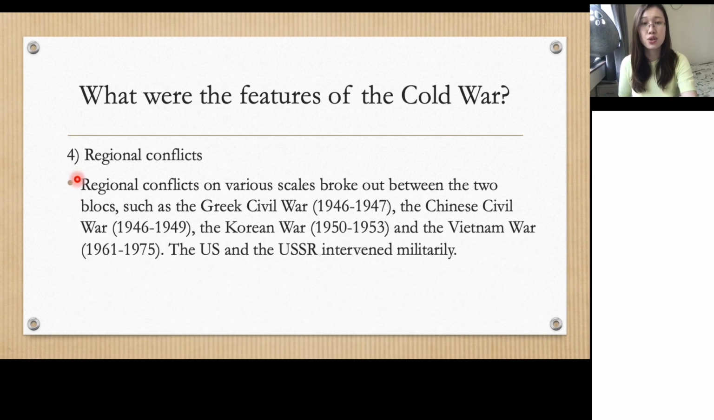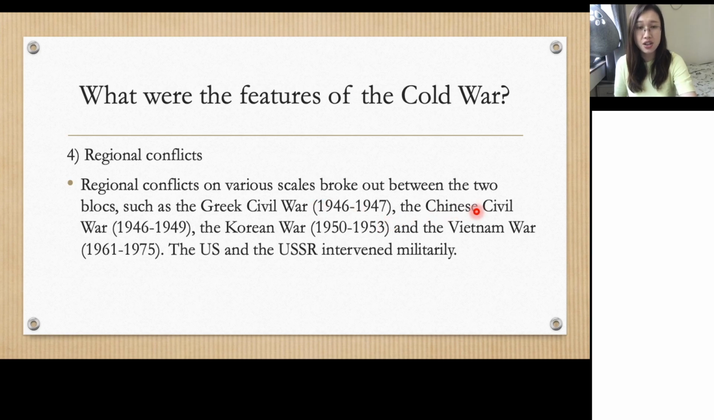And next, the regional conflicts. Even though we say that in the Cold War there were no large-scale military conflicts, you still have to know that at that time we had a lot of regional conflicts, even in China, right? Conflicts on various scales broke out between the two blocs, such as the Greek Civil War. We actually already talked about this. This is the reason why we have the Truman Doctrine, when Stalin tried to use his satellite states to support the Communist Party in Greece, right? This is the time when the US changed their foreign policy from isolationism to huge involvement in different affairs in Europe, right? And they started to have the Truman Doctrine and also the Marshall Plan.